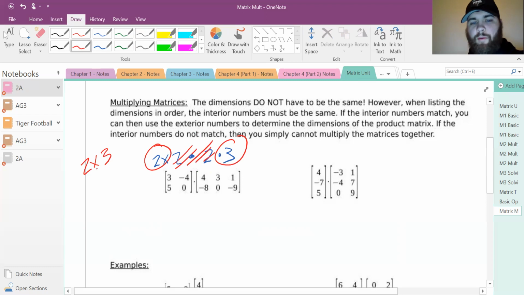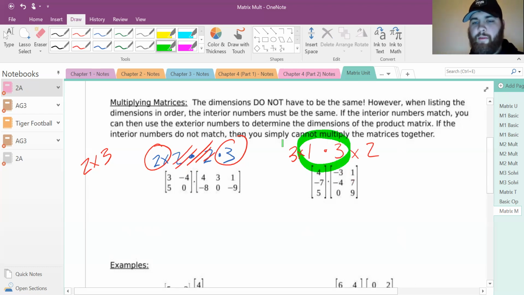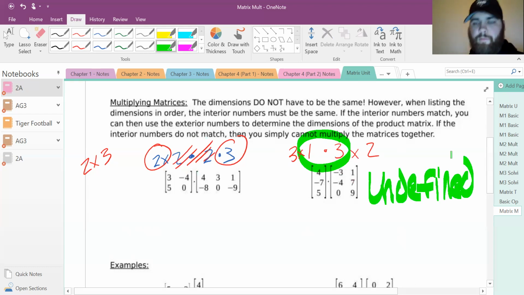All right, let's skip that one. Let's just do dimensions for now. Can we do it? Can we not do it? And then we'll get into it later, in examples. Can we do this one? This is a 3 by 1 times a 3 by 2. Do these two numbers match up? No, they don't, so we can't do it. We call it undefined. That's the rule. Those two numbers don't match up, so it's undefined. You can't do it.